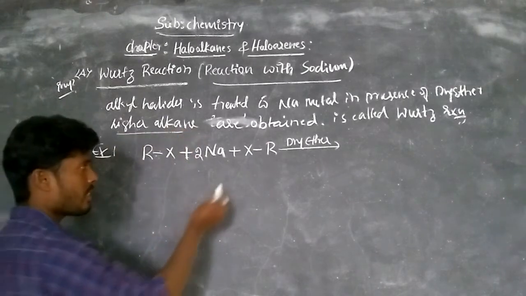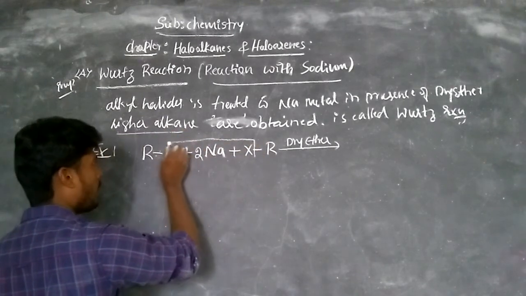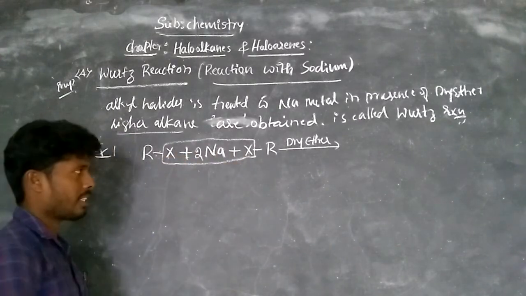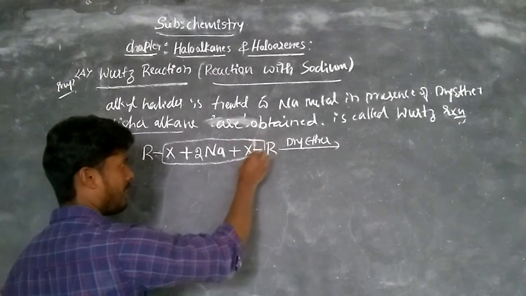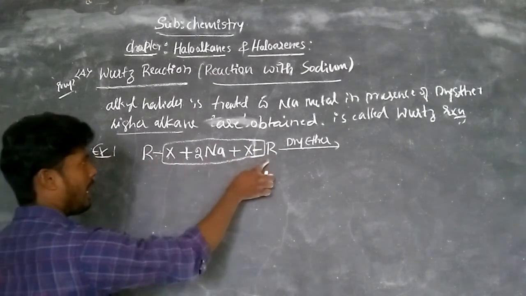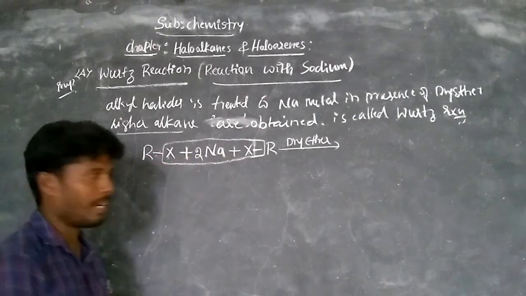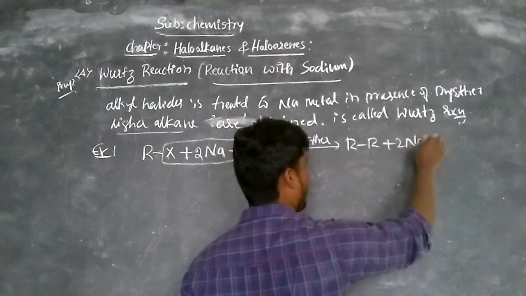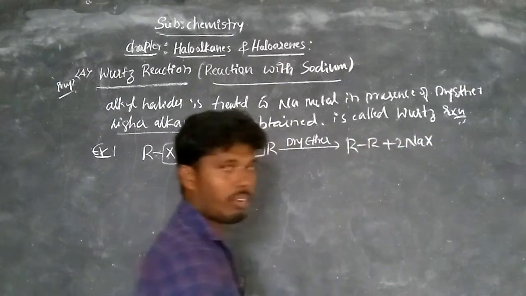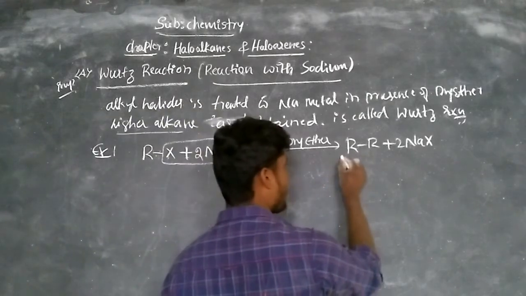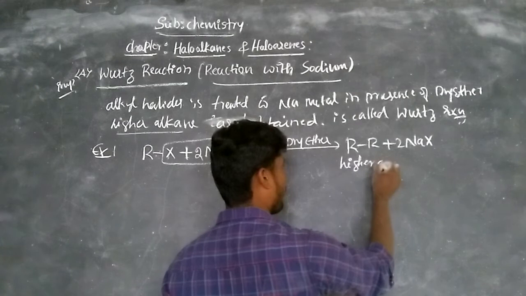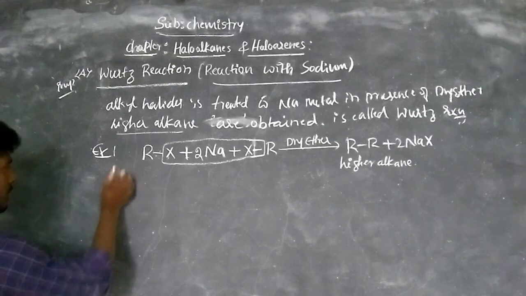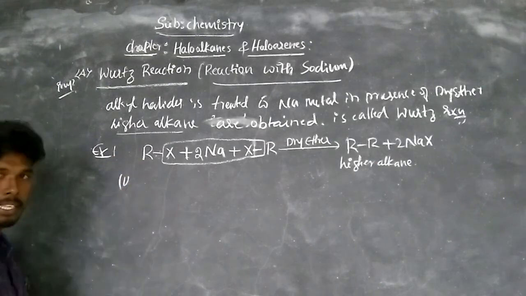Higher alkanes, that is, see, halogen, sodium and halogen, because 2NaX. So what you get here, right, like that. So R bond R and 2NaX is eliminated, that is R bond R plus 2NaX. So this is the general representation of Wurtz reaction. You get R bond R, that is a higher alkane. So this is the general example.